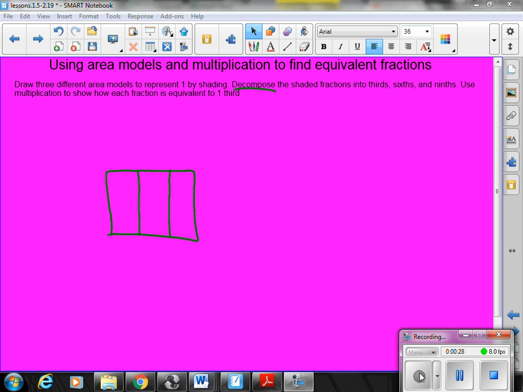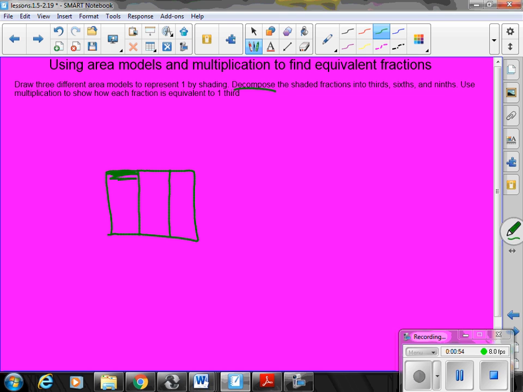So right here I have a model of one whole divided into thirds. Okay, so this is thirds. We're being asked many things. They want 3 different models. They want us to decompose the shaded fractions into thirds, sixths, and ninths, and they want us to use multiplication. So the first thing I'm going to do is try to decompose the shaded fractions. Right now I'm going to shade in so that I can see 1/3. So far this is 1/3, and that's my first model.